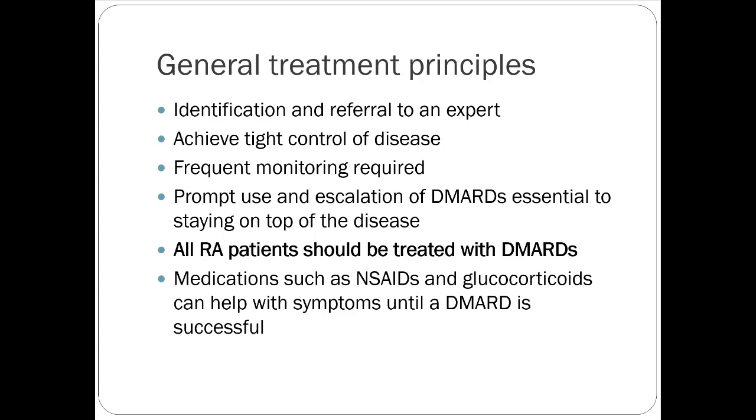Treatment and identification. So identification and referring to an expert. This is something that a rheumatologist should probably manage initially, or somebody who works in a rheumatology clinic, which certainly could be you guys. We want to achieve as tight control of the disease as possible. Frequent monitoring is required. And then we have a whole arsenal of analgesic medications we can use, but really the cornerstone and what makes this a big difference in treatment is the disease modifying agents, or the DMARD class. All rheumatoid arthritis patients should be treated with DMARDs, and again, we're basically using analgesics as supplementary.